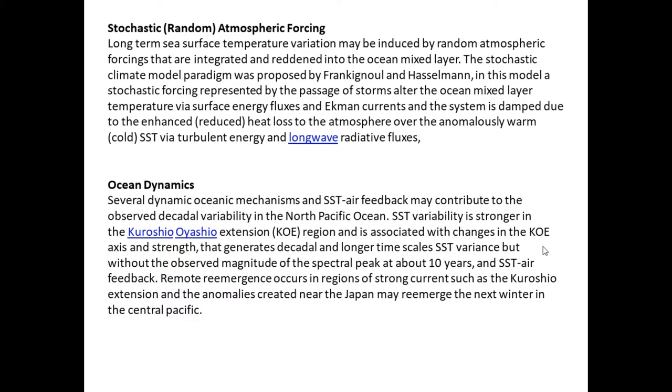Several dynamic oceanic mechanisms and sea surface temperature-air feedback may contribute to the observed decadal variability in the North Pacific Ocean. SST variability is stronger in the Kuroshio-Oyashio Extension, known as the KOE region, and is associated with changes in the KOE axis and strength. The Kuroshio and Oyashio are the currents in the Western Pacific that basically run past the island of Japan, that section of the Pacific. So that's where we're located here. And this may generate the decadal and longer time scale SST variance, but without the observed magnitude of the spectral peak, that's basically where a signal was observed, about 10 years, and the SST-air feedback.